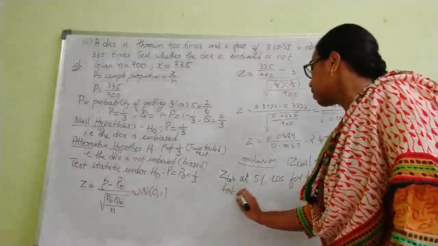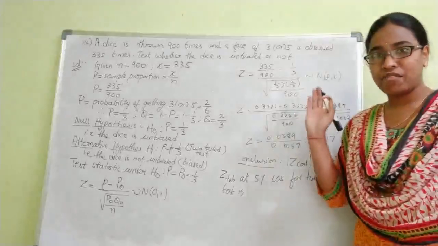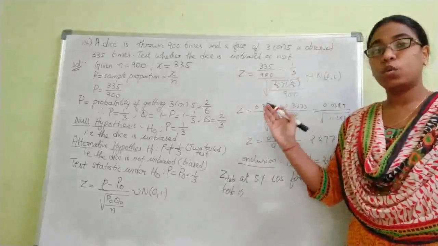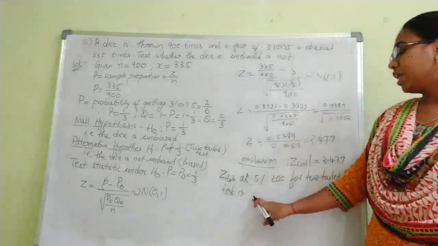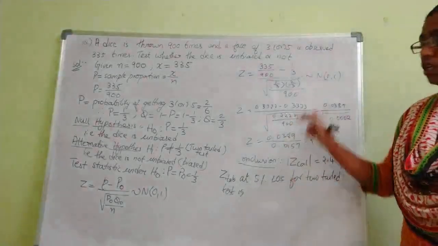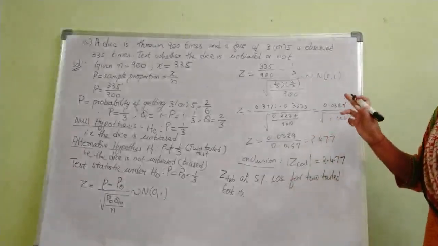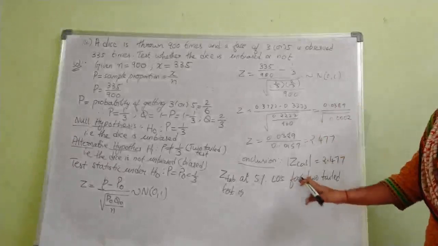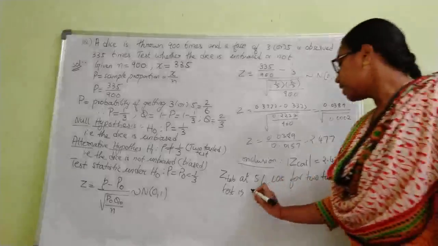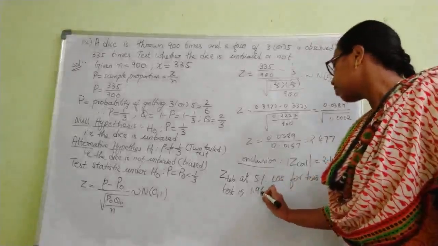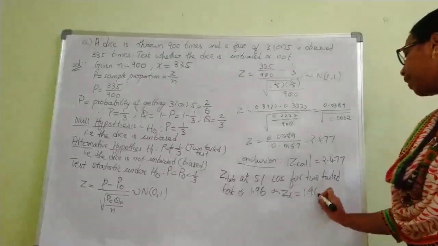For two-tailed test, in the last class I have given you the table. In that table we have different types of tests, that is two-tail, one-tail, and one-tail left and right tail also. So from that table you check the 5%. So at 5% two-tail, that is first row second column, you will have the value. So Z tab at 5% level of significance for two-tail test is 1.96, which implies Z alpha value equals 1.96.